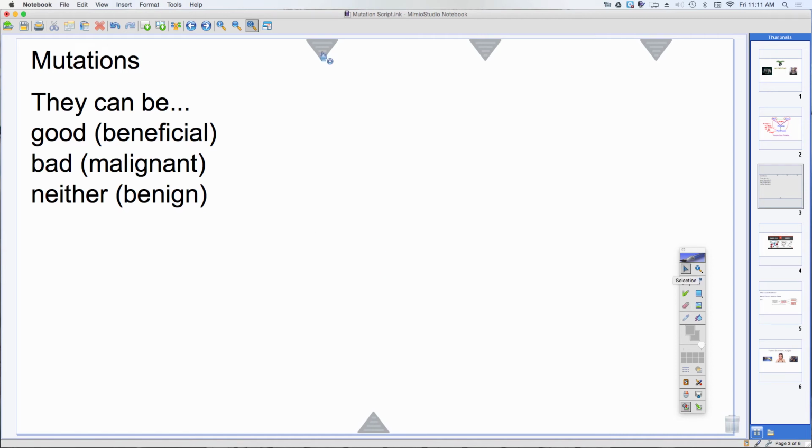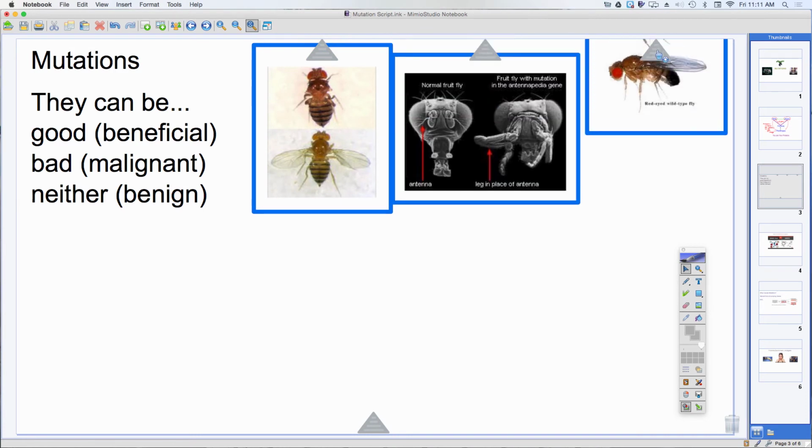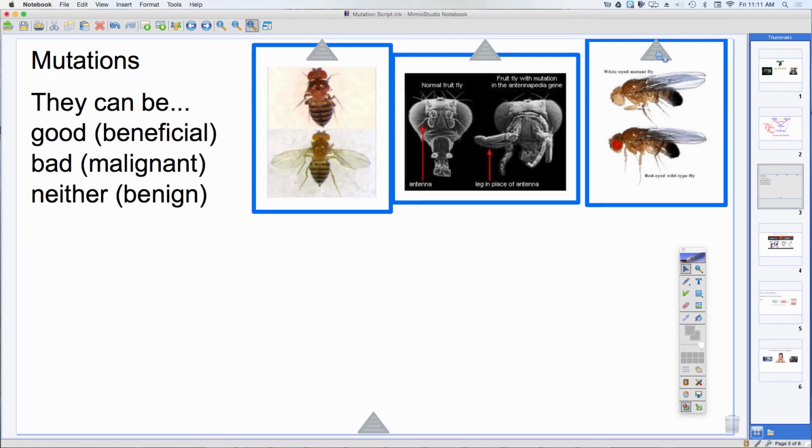Now, I just thought I'd show you 3 examples of mutations that have been induced into flies. These are fruit flies. Radiation was used to induce these mutations, and this way I can just show you differences in phenotypes. So for example, let's look at the flies on the right and notice that some of the flies have red eyes and other flies have white eyes, and this might be a benign mutation. This may not have an impact.